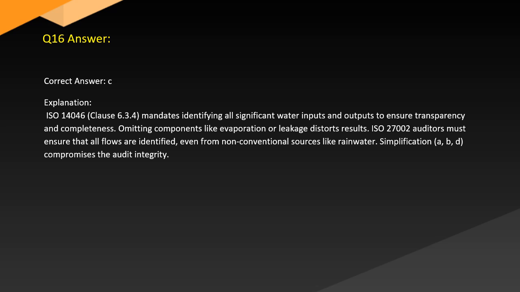Answer. Correct answer: C. Explanation. ISO 14046, Clause 6.3.4 mandates identifying all significant water inputs and outputs to ensure transparency and completeness. Omitting components like evaporation or leakage distorts results. ISO 27002 auditors must ensure that all flows are identified, even from non-conventional sources like rainwater. Simplification, options A, B, and D, compromises the audit integrity.